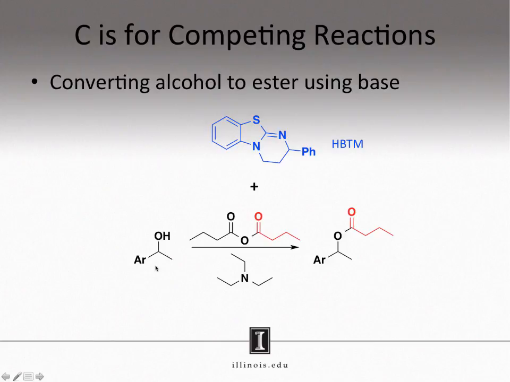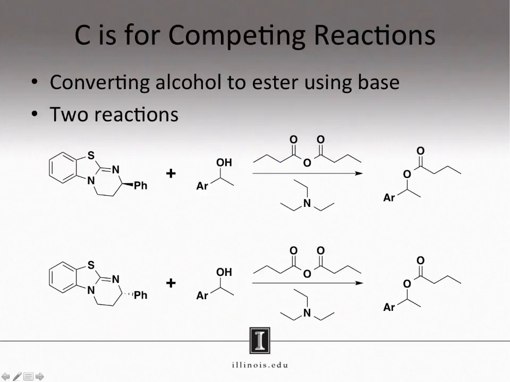Now that we know what kind of reaction you will be performing in this experiment, let us discuss how you will be using it. In this experiment, you will be performing this esterification reaction twice. You will perform two separate reactions. Each reaction does the same thing. Both reactions take an alcohol, and using an anhydride and a base, convert that alcohol into an ester. This reaction is accelerated through the use of a catalyst, HBTM.